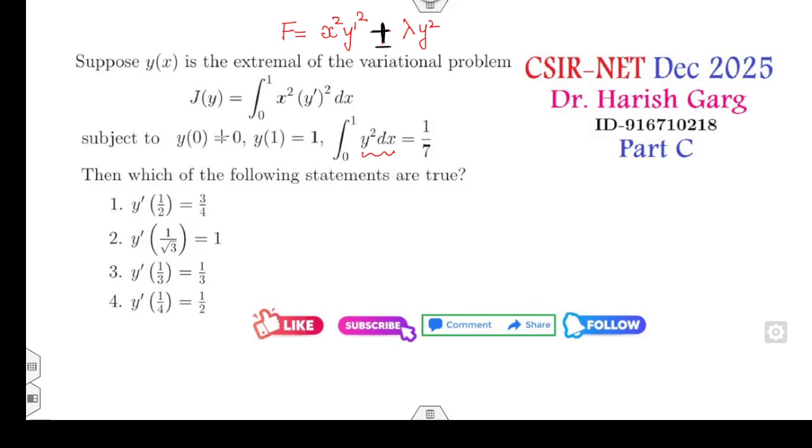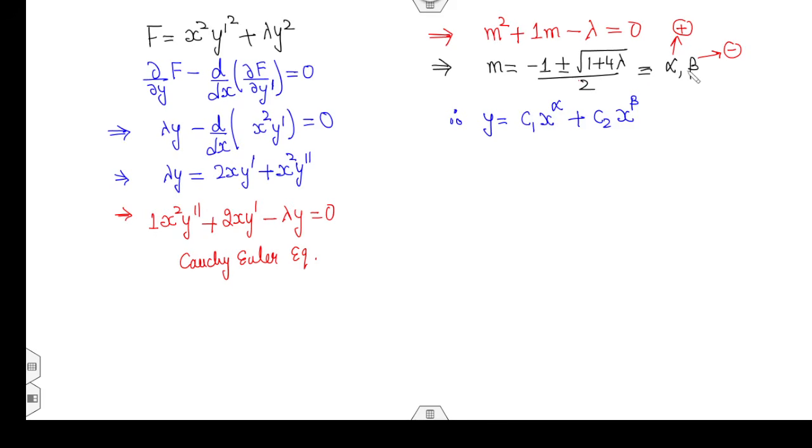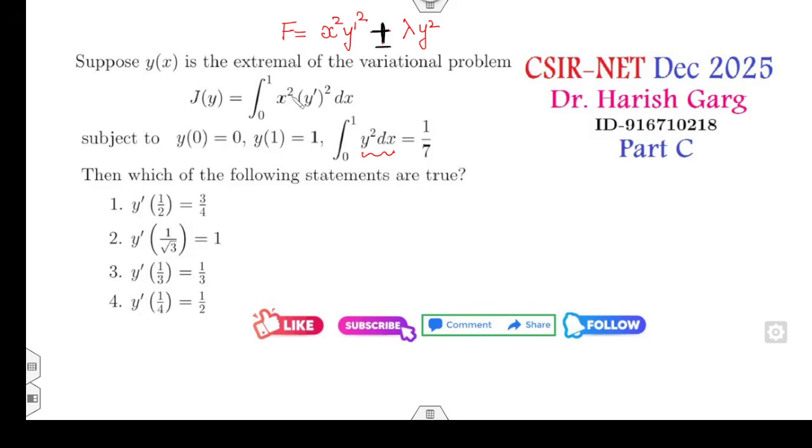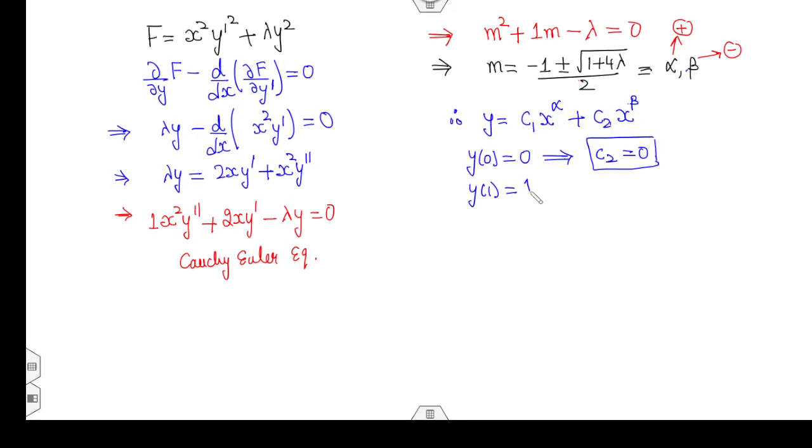Now look at the condition. Y of 0 is equal to 0. Because beta is negative, if you take y of 0 is 0, what does it imply? C2 must be 0, otherwise your solution will become unbounded. And y of 1 is 1. That implies, because this term will be 0, that C1 will be 1. Hence, your solution becomes y is equal to x raised to power alpha.